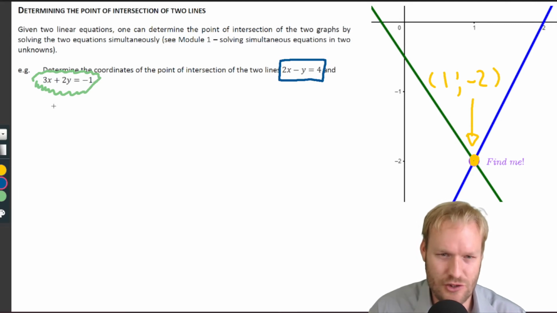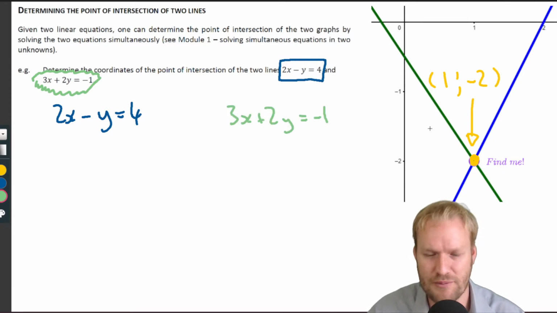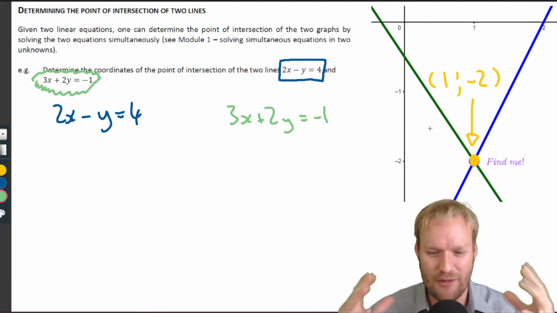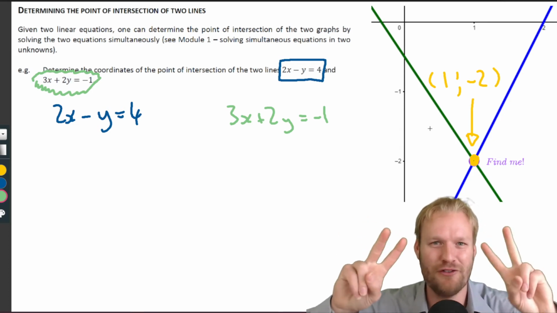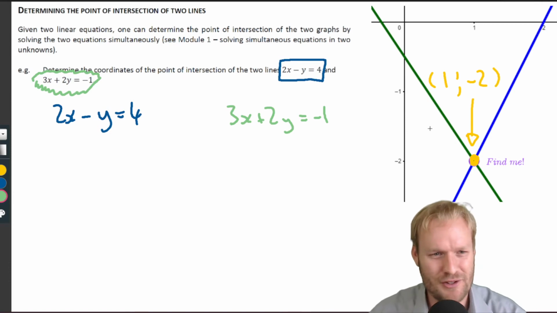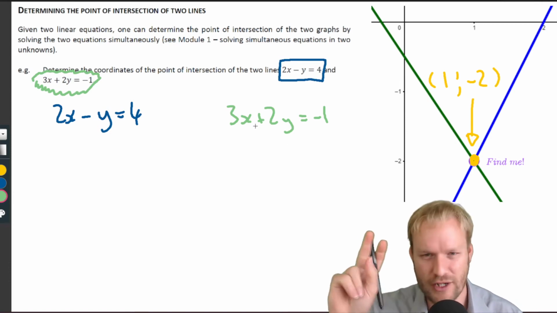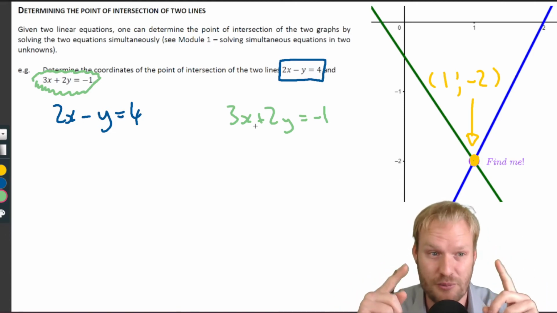Now we've got our two equations, right? 2x minus y equals 4. And our second equation, 3x plus 2y equals minus 1. So to look at the algebra of this, what should jump out to us as we do more of these is to go, we've got two equations and two variables. And that just screams out for simultaneous equations. In other words, let's do some manipulation so that we can use our two equations with two variables to get one equation with one variable.